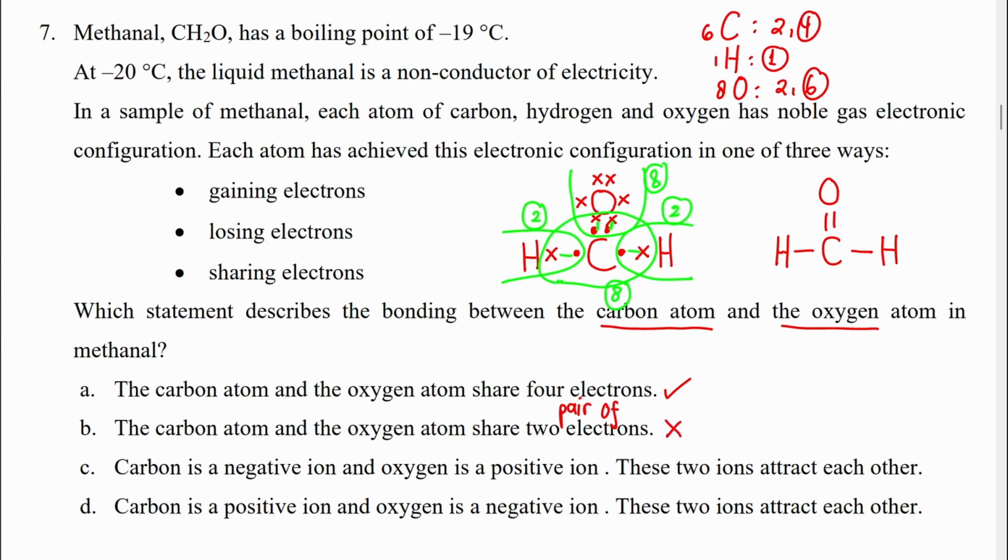And this is wrong. Next, carbon is a negative ion and oxygen is a positive ion. Okay, so first of all, what type of bonding does methanol have? The question tells us that methanol has a very low boiling point, which is negative 19 degrees Celsius. And it is a non-conductor of electricity. So these two properties tell us that methanol is a simple molecular substance with covalent bonds. It does not contain ions, so that means it is not ionic bonding. So from here, there is no ion, right? So options C and D are wrong, so the correct answer is A.